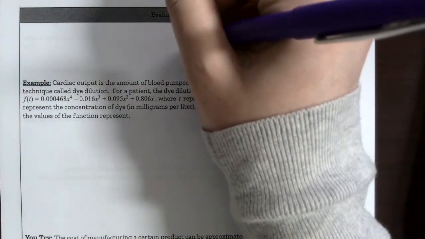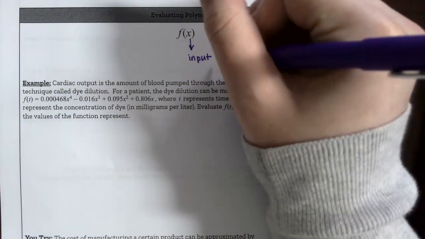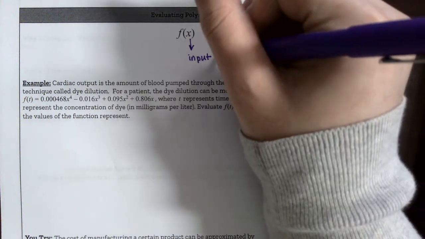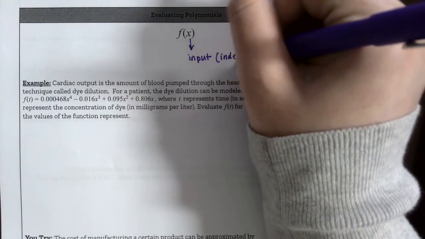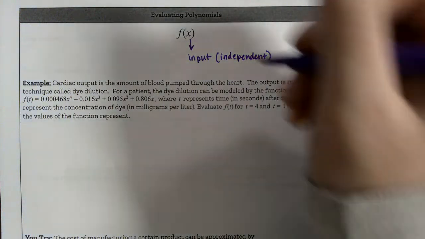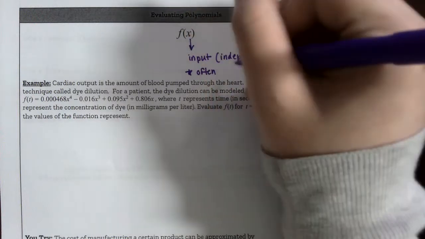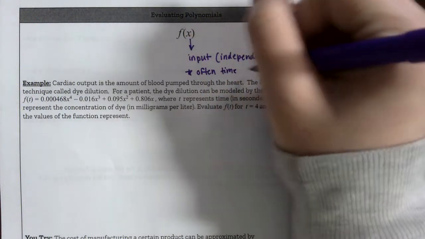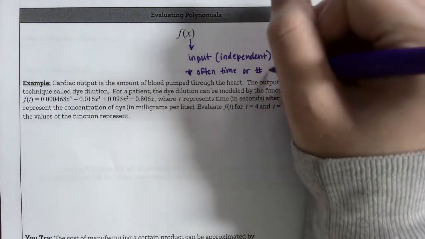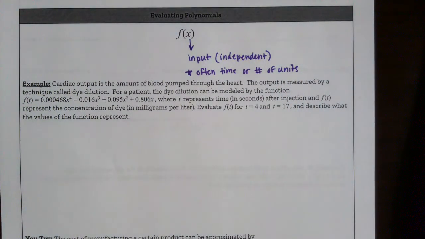And so our x is our input. Doesn't always have to be x, but this is our independent variable. And it's often, but not always, time or number of units. Those are typically what your input represents, time or number of units.